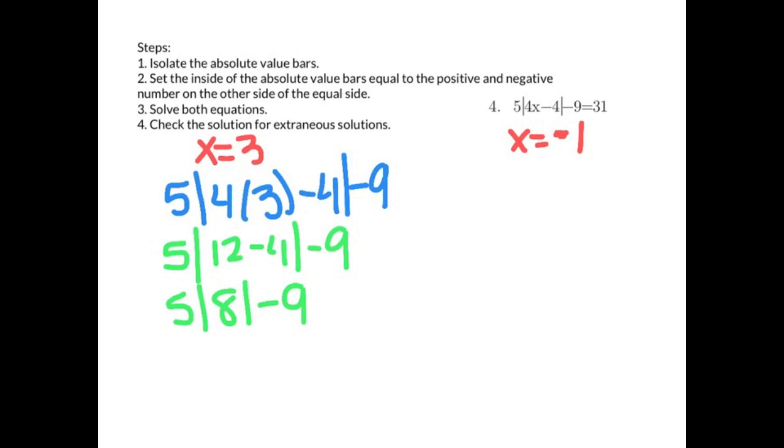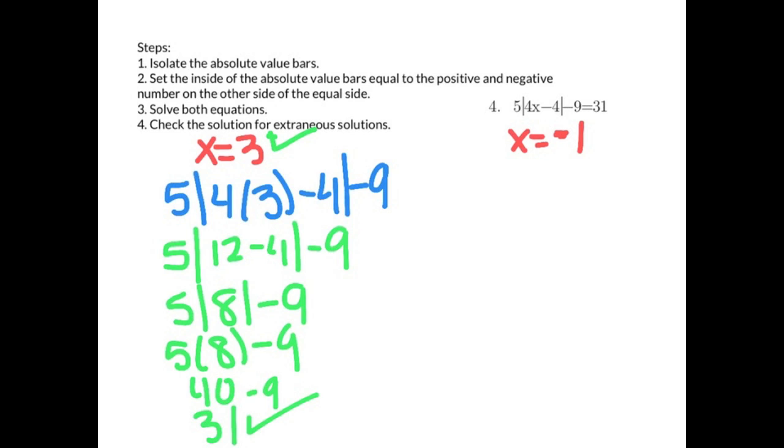So we have absolute value bars with no negatives inside, so we're done. We can drop those and make them parentheses, and go ahead and solve. So I have 5 times 8, which is 40, minus 9, which is 31, and that's what our original said, so that is true. So this solution is correct, and there's no extraneous solutions.